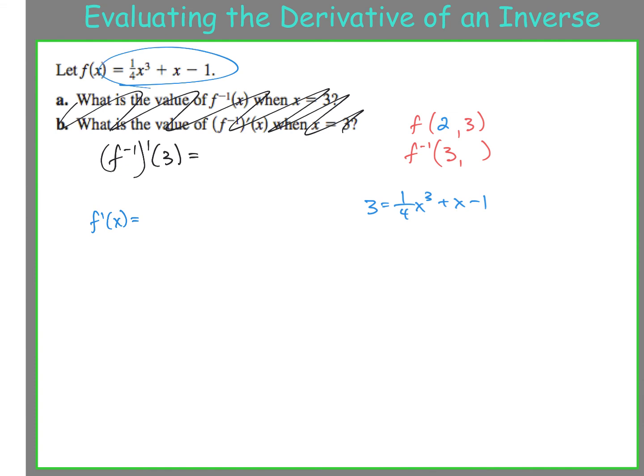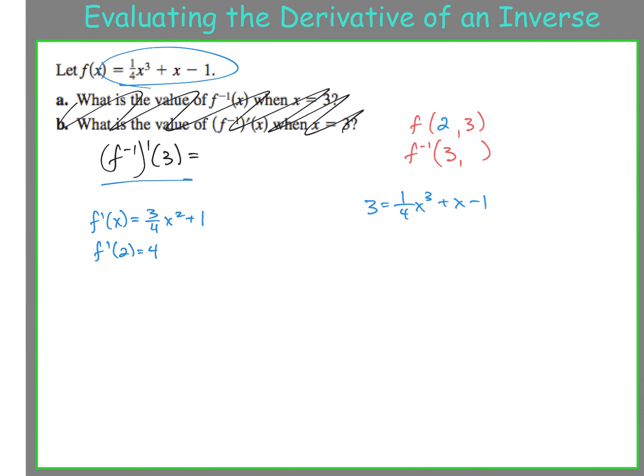Let's take a derivative here. What's my derivative? 3/4 x squared plus 1. All right. And what do I want to evaluate f prime at? Eventually, I want to get f inverse prime at 3. That's eventually what I want to get to. But I want to find f prime at what? 2. So f prime of 2 is what?